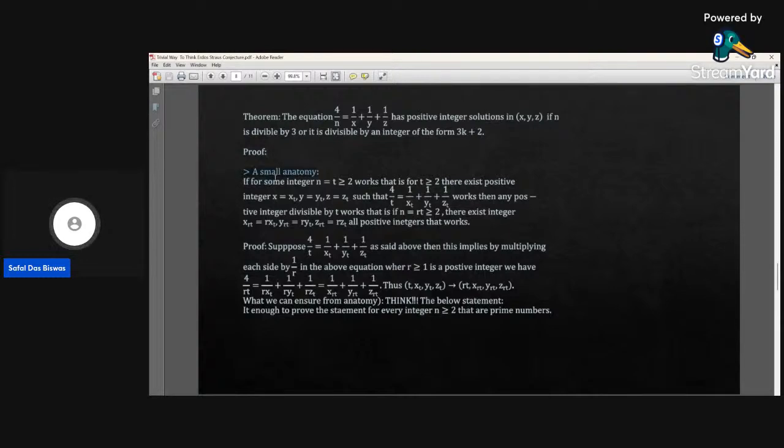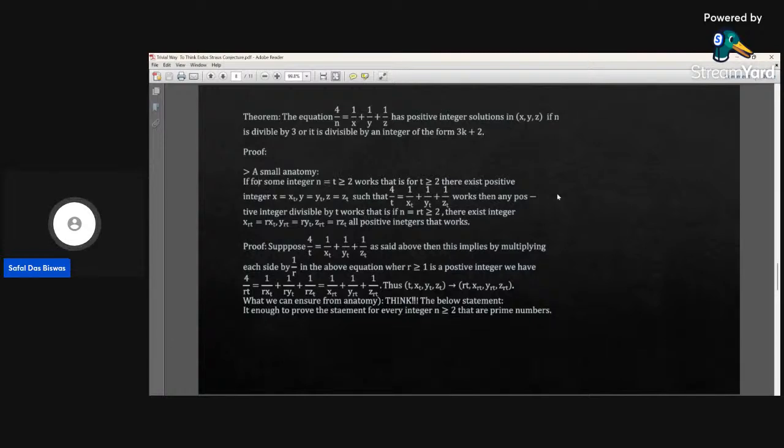So what is the small anatomy? That means we need to do some operations on that equation. Fine. So if for some integer n equals t greater than or equal to 2 works, I am claiming that some integer n greater than or equal to 2 works. Okay, this is my claim.